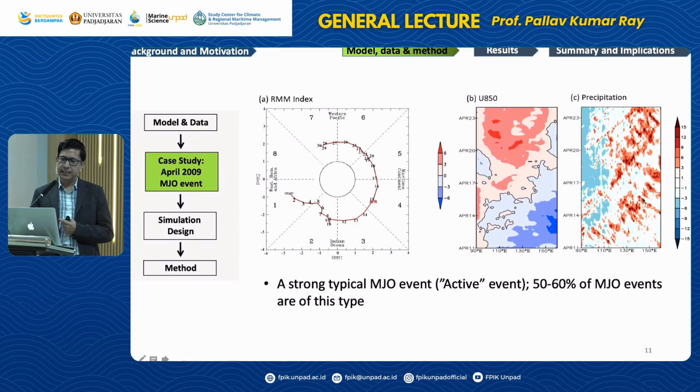And this is basically the same figure for zonal wind at 850 hectopascal and precipitation. And you can see that the zonal wind moved towards the east and precipitation also moved towards the east. That is associated with the MJO.